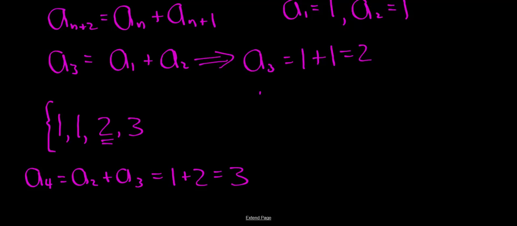Now, you don't have to manually go through this every time. What you see happening here is if you want this term, you need to add up the previous 2 terms. So this next term would be 2 and 3, which is 5. The next term would be 8. The next term would be 13. And you can see it just goes on and on. To get any particular term, you add up the previous 2 terms. And that is a recursive sequence.